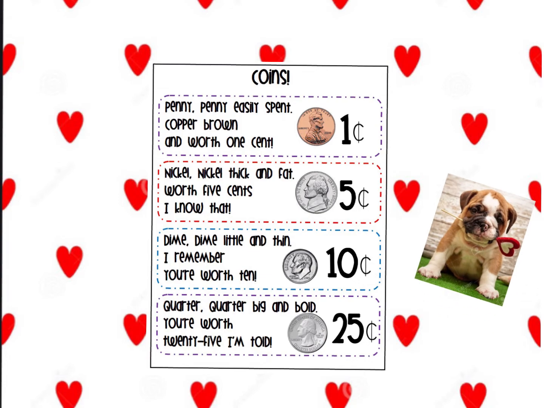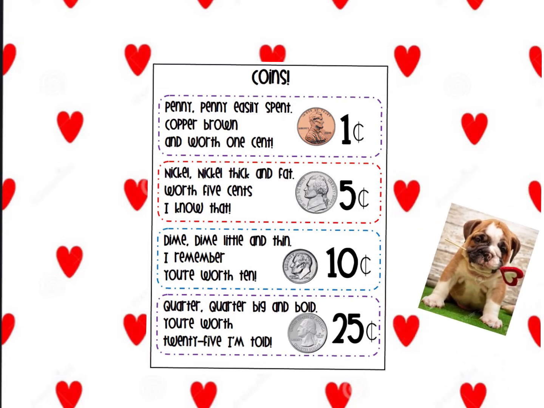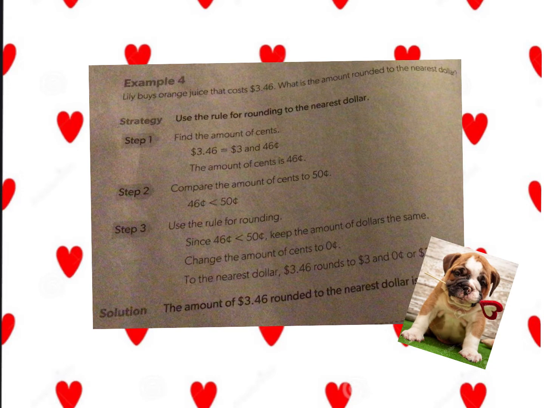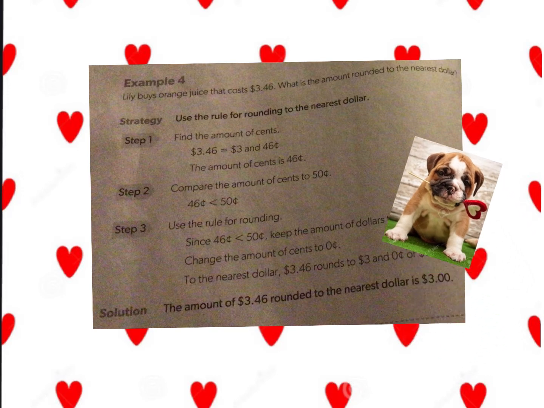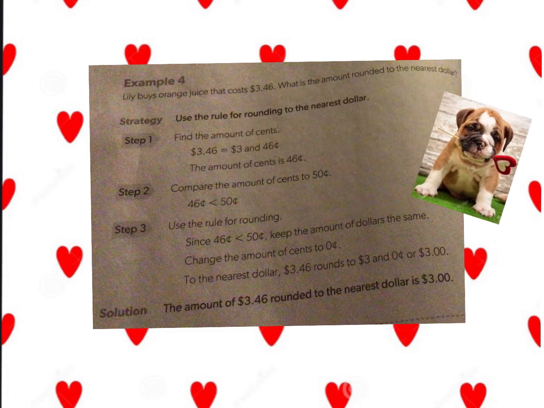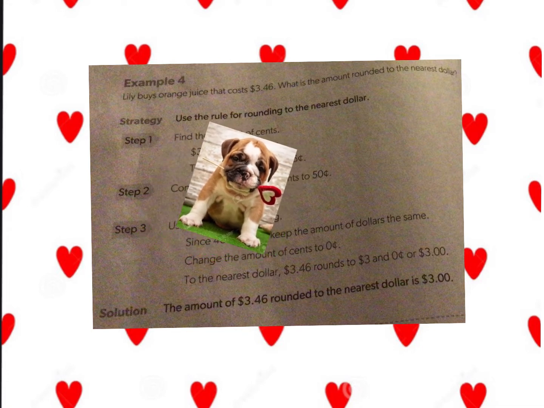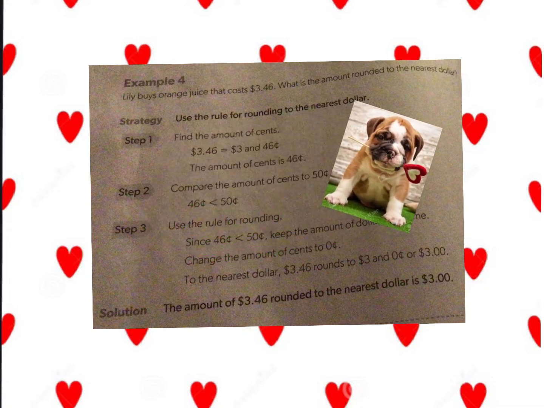All right, y'all, let's go ahead into some practice with money. So, Lily buys orange juice that costs $3.46. What is the amount rounded to the nearest dollar? So, we're going to use our strategy where we're going to use the rule for rounding to the nearest dollar.